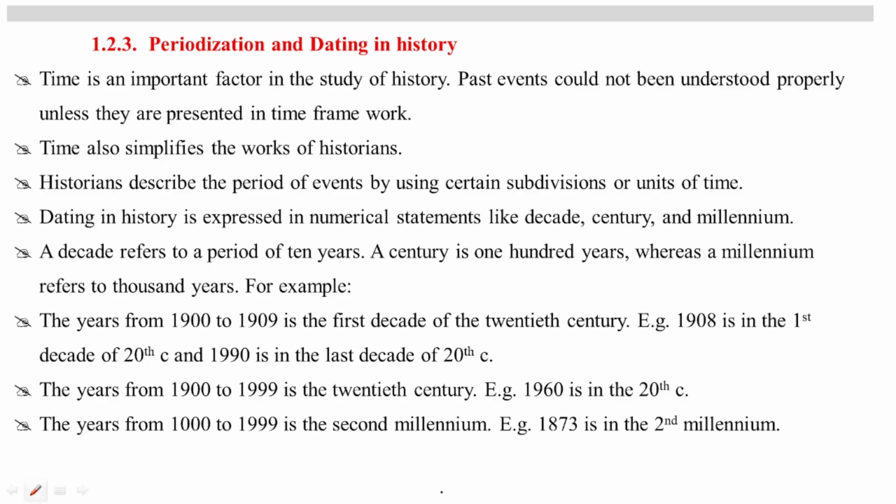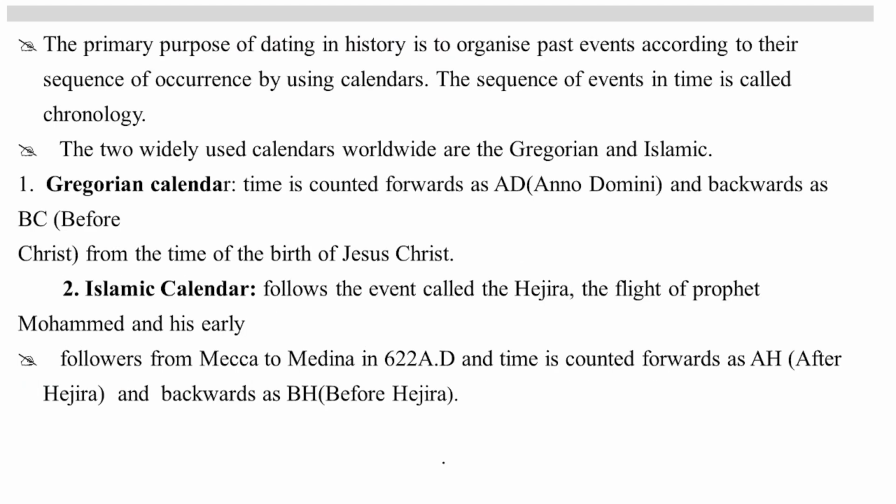Kanaaf isaan kun yeroo qoqqoonnee ittiin qo'annu, periodizationidha, malli ittiin seenaa dhala namaa qoqqoonnee ittiin qo'annu. This is known as periodization in history, one of the most important ones. The primary purpose of dating in history is to organize past events according to their sequence of occurrence by using calendars. Kanaaf sequence of chronology dha kun.